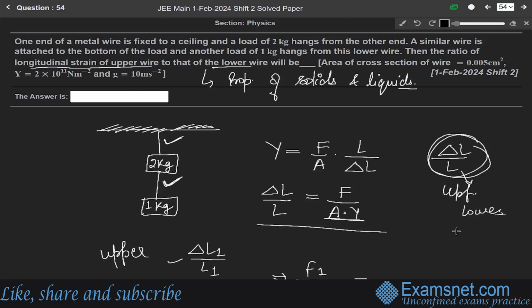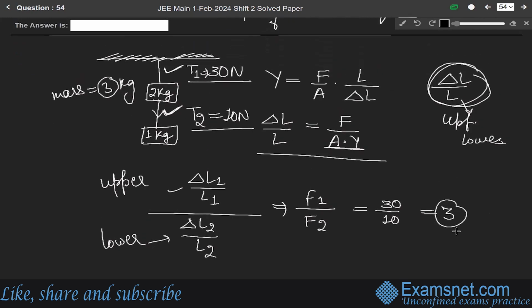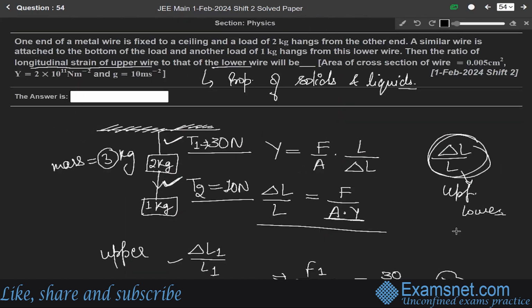Why? Since here T1 is acting, so T1 will be equals to 2 plus 1, 3. Total mass will be in the downward direction 2 plus 1, 3 kg. So here T1 will be 30 Newton and here T2 will be of 1 kg, means 10 Newton. So F1 is 30 Newton and F2 is 10 Newton. So solving it, we get the ratio of the longitudinal strain of the upper wire to that of lower wire is 3. So our final answer is 3.